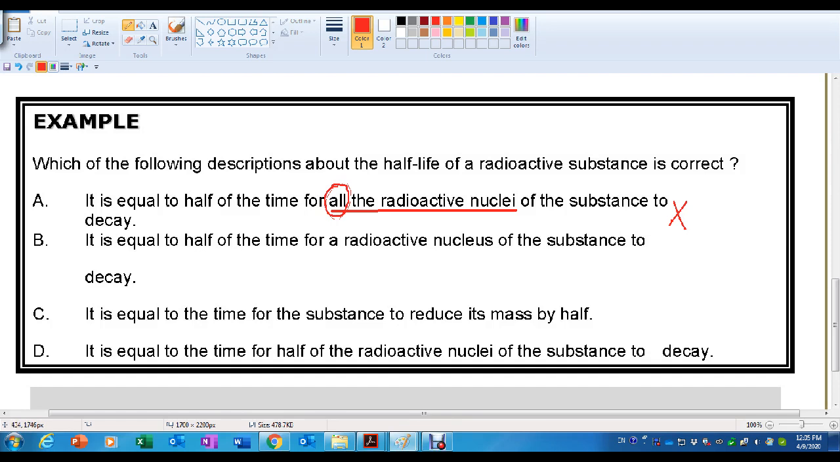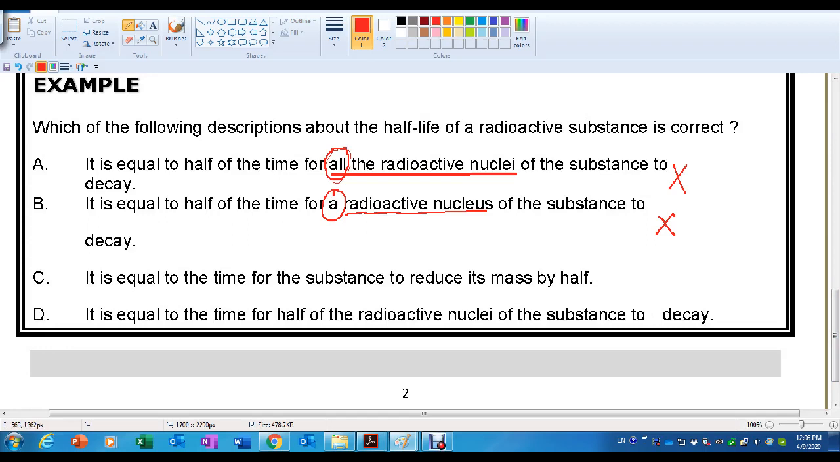B: it is equal to half of the time for a radioactive nuclide of the substance to decay. The problem here is a radioactive nuclide. It's not about a single radioactive nuclide, it's about a group of radioactive nuclei, all the radioactive nuclei in a sample. So half-life means the time for half of the radioactive nuclei in a sample to decay. So that's why this one is also wrong.